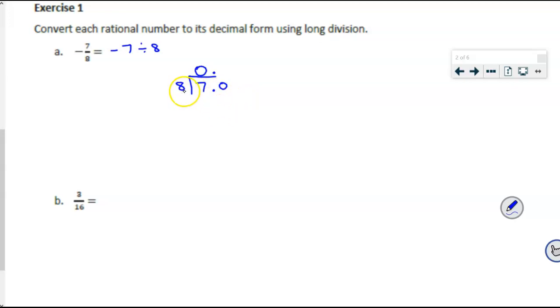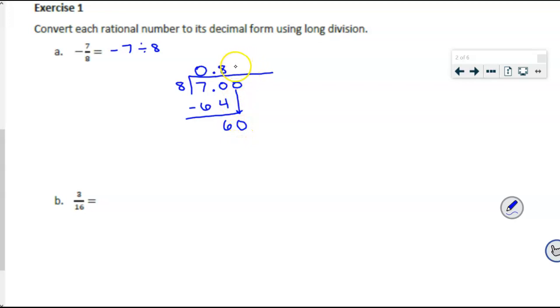Can 8 go into 70? Yeah, it can. How many times, Luke? 8 times. So 8 times is 64. I was trying to get up to 70. I only made it to 64, so I missed it by 6. I'm 6 away. So we annex another 0, and we ask again, can 8 go into 60 this time?